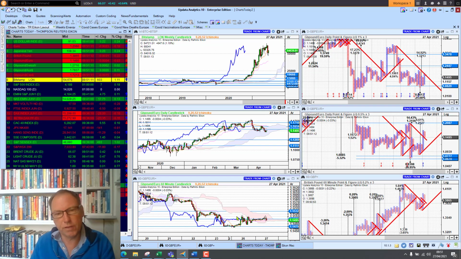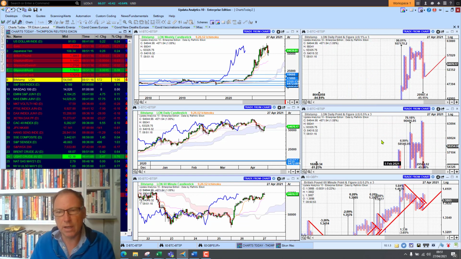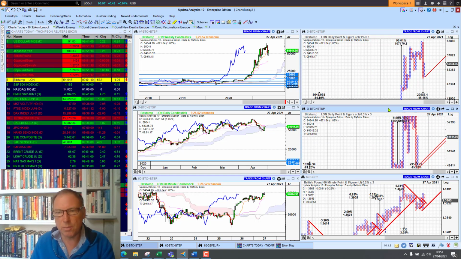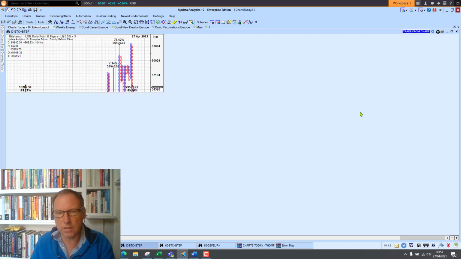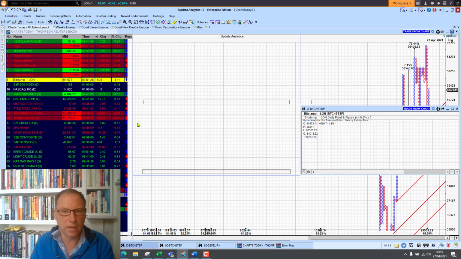Bitcoin is sitting at $54,600, pulled back quite significantly. We've got a new downside potential here if we look at the medium-term chart, and we've got that downside potential of 45%, so that's quite key there.